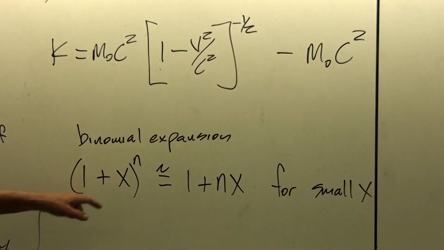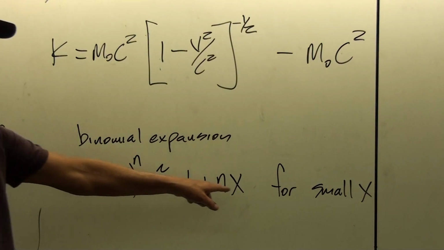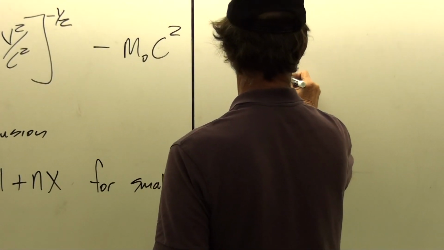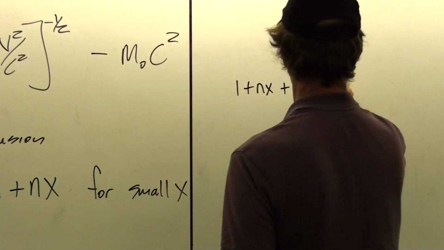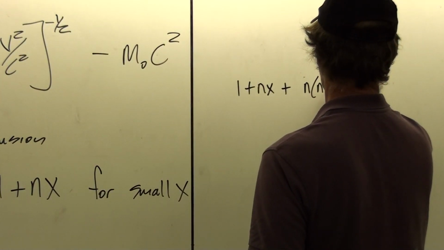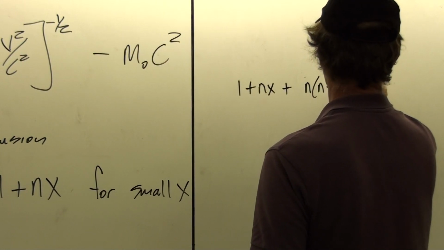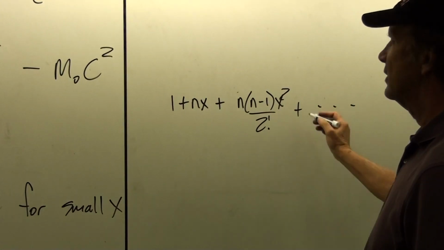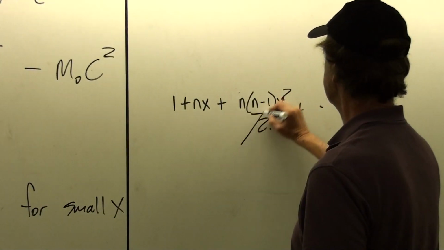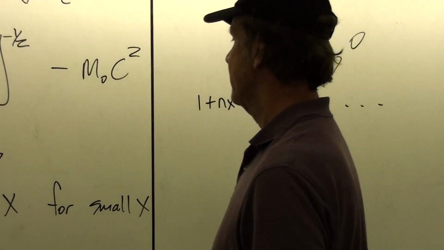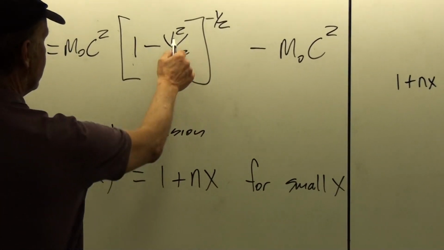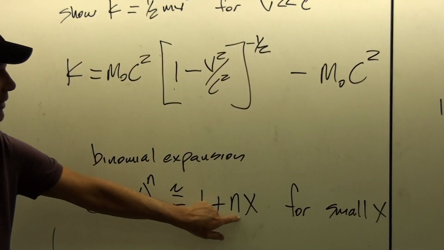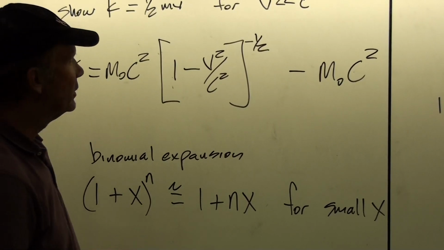Okay, now our binomial expansion is actually going to have a lot of other terms in there. We're going to have 1 plus nx plus n times n minus 1 x squared over 2 factorial plus a whole bunch of other higher order terms. But when x is small, these higher order terms go to 0. So that we can write the binomial expansion for small values of x, in this case x is minus v squared over c squared, as just 1 plus nx. And that'll give us a very good approximation.